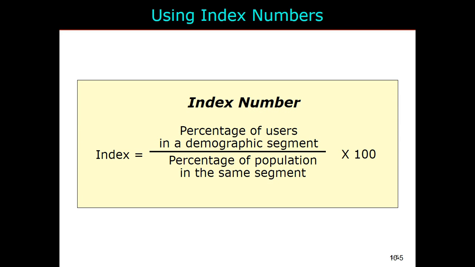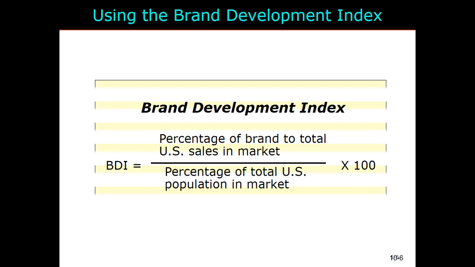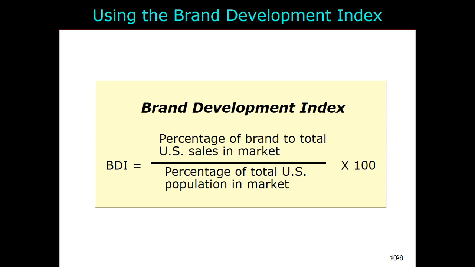And index numbers. We use the index number to measure this medium. Index is the percentage of users in the demographic segment divided by the percentage of population in the same segment times 100. That's your index number. Okay, there's a brand development index, BDI. That's the percentage of brand total sales in market divided by percent of total U.S. population in market. That measures how well your own company, your own brand, is doing compared to others.